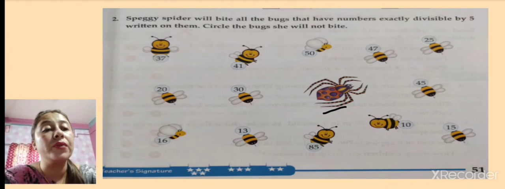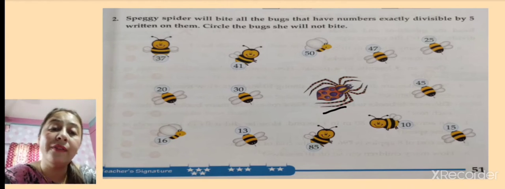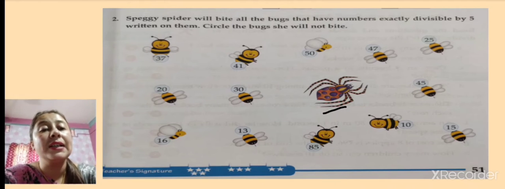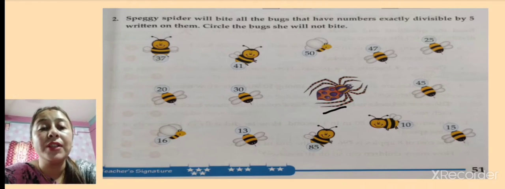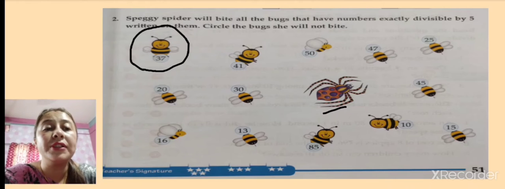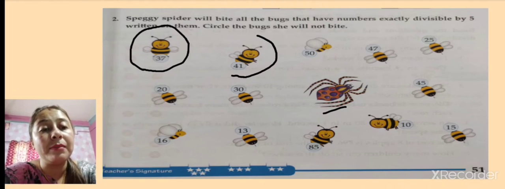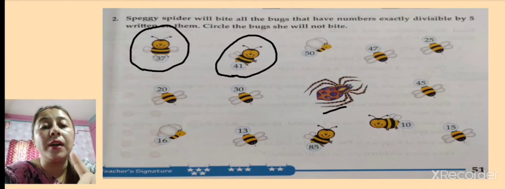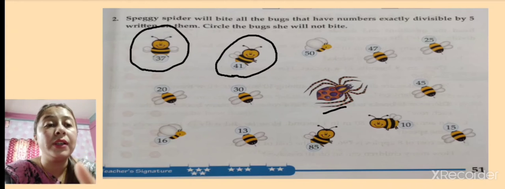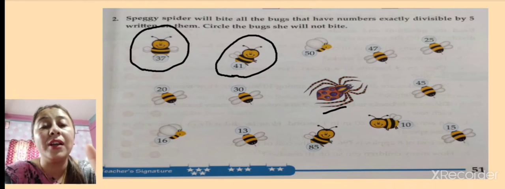Okay, so we know that a number which is divisible by 5 has either 0 or 5 at the end. We will see the first bug, it is 37, so it will not be divided by 5 because it has not 5 or 0 in the ones position, so you will circle 37. 41 also will not be divided by 5 directly because it has 1. I have already told you the number should have 0 or 5 in the ones position.